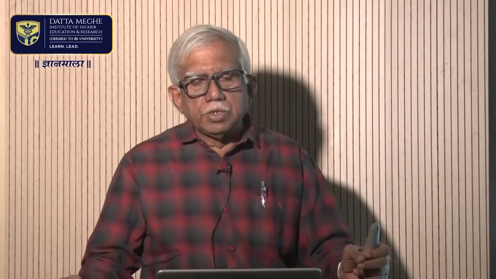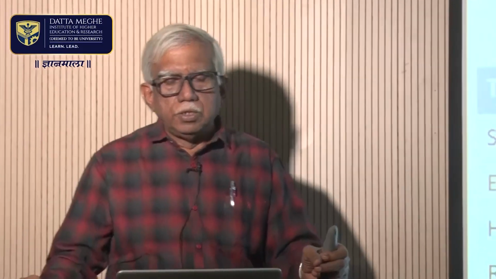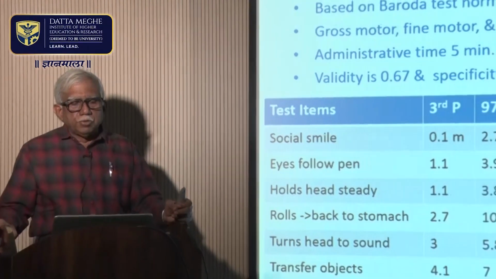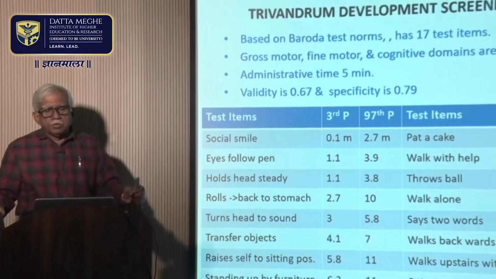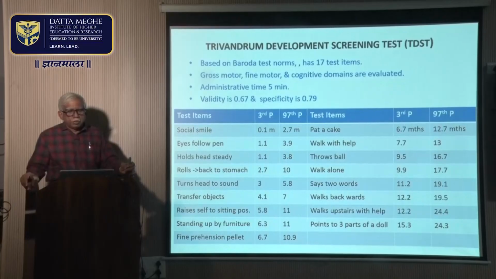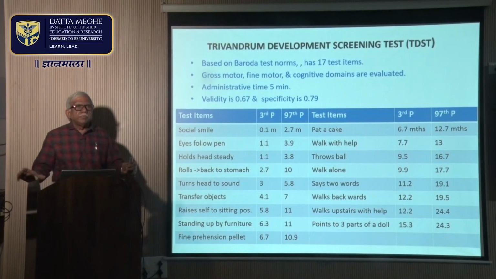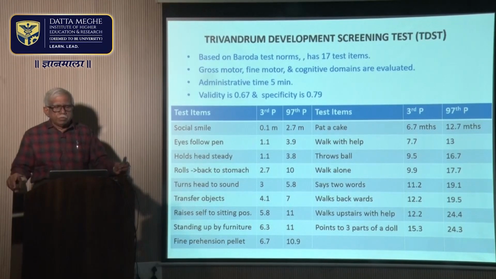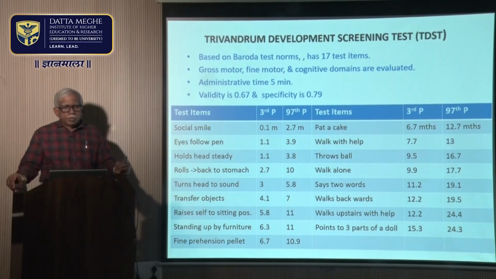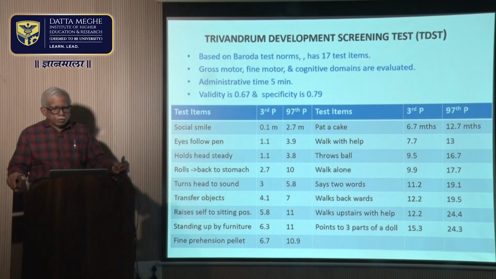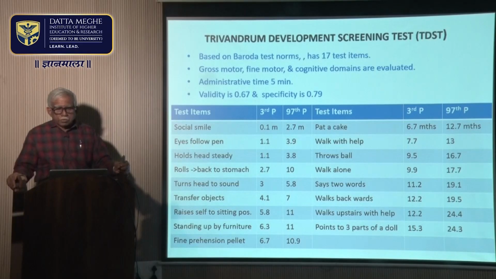Then the Trivandrum developmental screening test, another Indian adaptation of the western scale, based on the Baroda test norms, has 17 test items. Gross motor, fine motor and cognitive domains are evaluated here also. Administration time is only 5 minutes, because for a community survey the time is very important. So, this 5 minute screening test is used, and validity is 0.67 and the specificity is 0.79, and these are the various 17 items used by this scale.